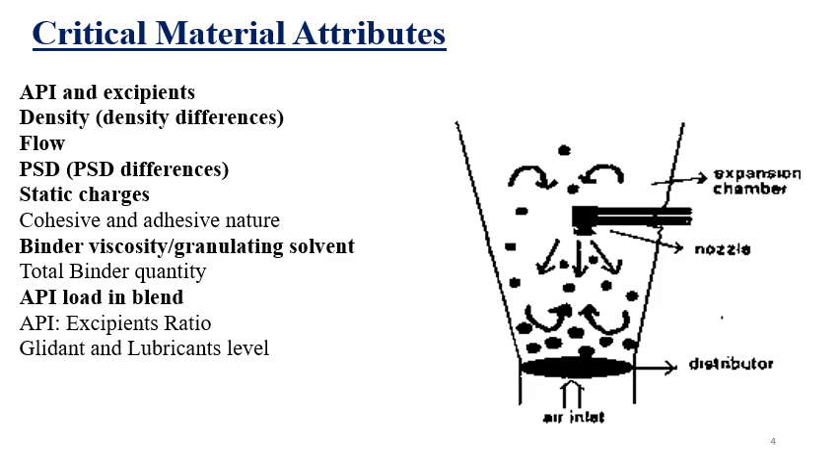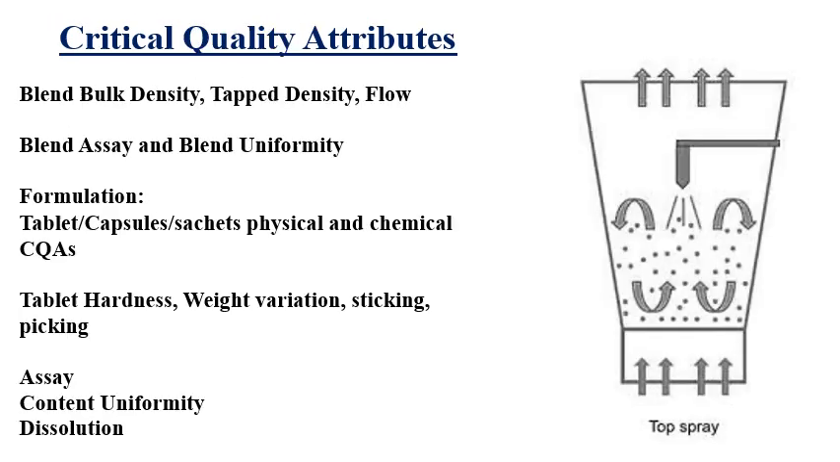API excipient ratio is also there, whether the API is at a high level, low level or medium level. Are lubricants and glidants used in the dry mix blend? Sometimes to improve the granulation process, some glidants are used. Then the API load, PSD and density differences, flow differences, adhesive and cohesive nature. These are the critical material attributes.